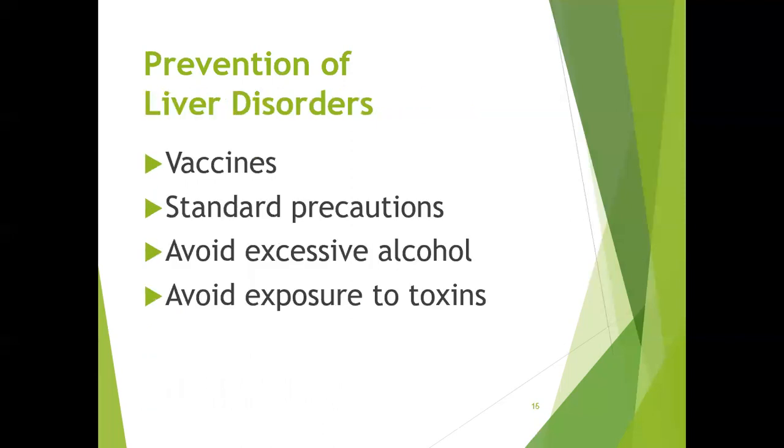So, how do we prevent liver disorders? Well, we do have vaccines for both the hepatitis A and hepatitis B virus. So, getting vaccinated is a very important part of preventing liver disorders. Additionally, we can use standard precautions when we may come in contact with blood or body fluid that may be contaminated by a virus or other disease. And then avoid excessive alcohol. Alcohol will strain the liver and cause issues like cirrhosis, and avoid exposures to toxins. Toxins also are processed by the liver and therefore can cause harm to the liver.